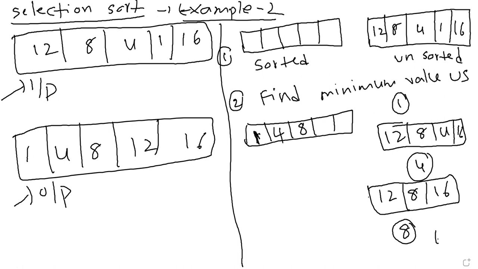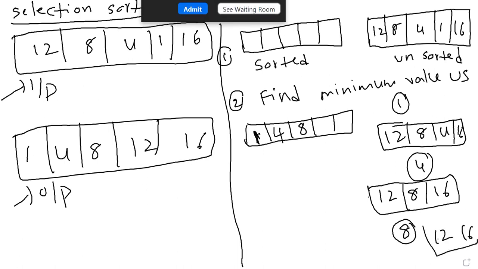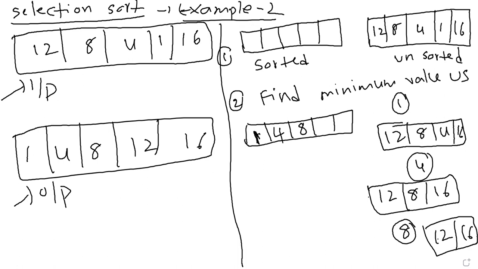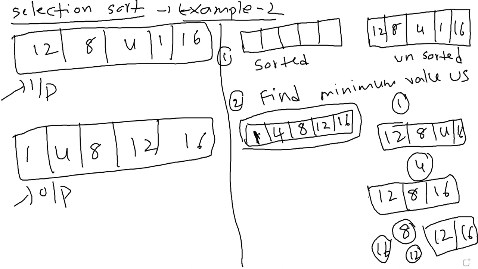What are the elements left? 12 and 16. So what is the minimum value? 12. So arrange 12 in the sorted array. What is the element left? 16. Arrange the element in the sorted array. Now the sorted array has the elements in the desired output. This is the selection sort. By using the selection sort, we have arranged the elements in an ascending order.